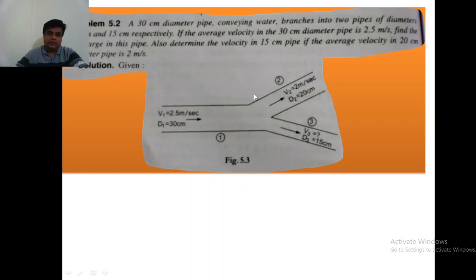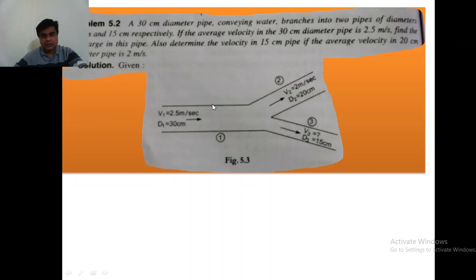Here by observation we can say that whatever the flow is flowing here, the amount of flow is split into two parts. So the sum of these two, that is A2 V2 plus A3 V3, will be equal to A1 V1.